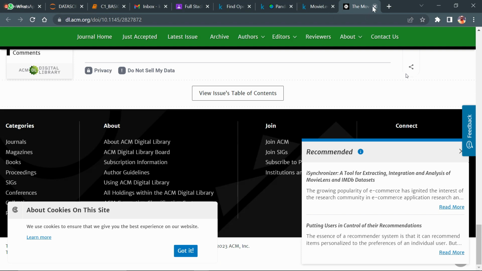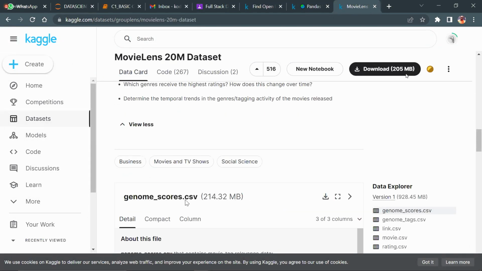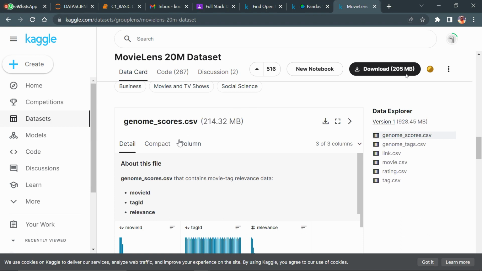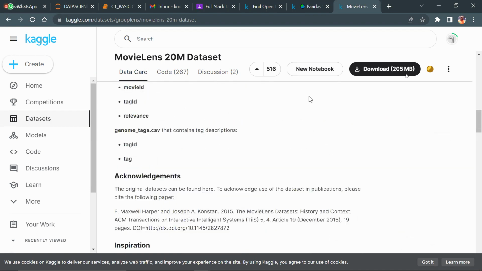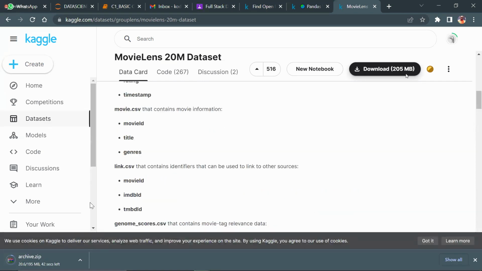Let me close this now. In the data sets, how many CSV files do we have? 6 CSV files. Let's download. Did you see the download is 205 MB? Let's download it. It is a 20 million data set, guys.